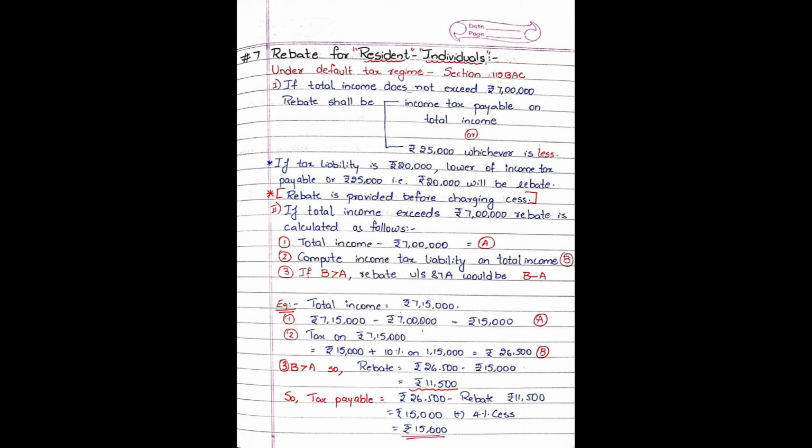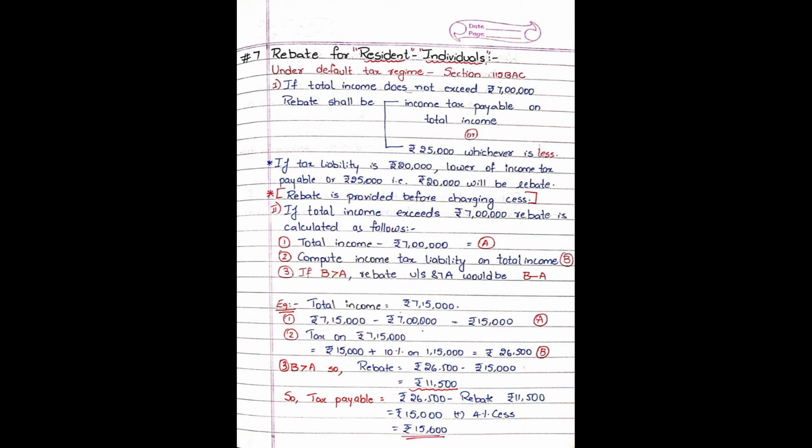For example, if the tax payable on total income is rupees 20,000, in such a case, lower of income tax payable, that is rupees 20,000, or rupees 25,000 will be rebate. In our case, the answer is rupees 20,000. Rupees 20,000 can be claimed as rebate. Remember one thing, rebate is provided before charging cess, immediately after computing the tax liability of the assessee.